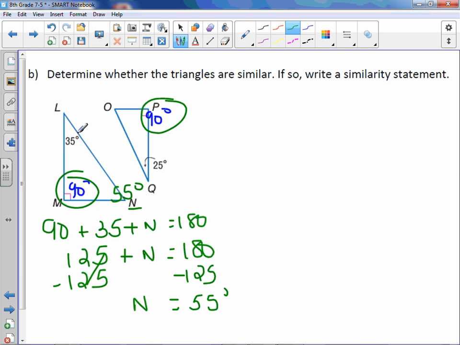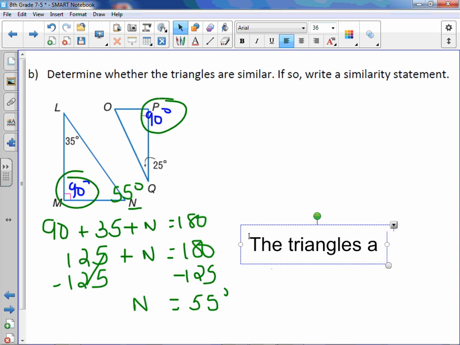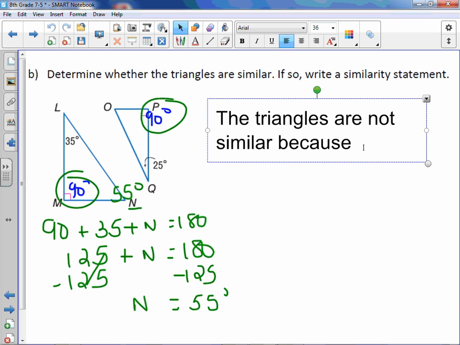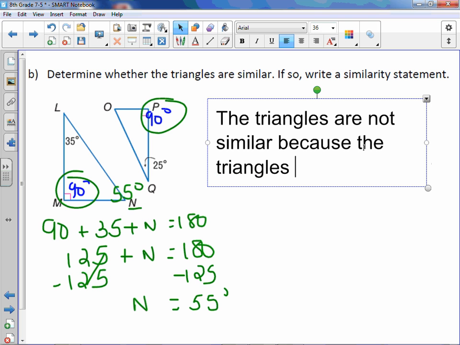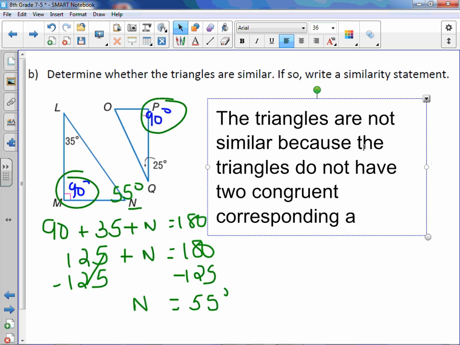Well, I have a 35 and a 55. Here I have a 25. I do not have two angles that are congruent, corresponding angles. Therefore, they are not similar. So, the triangles are not similar because, let's move this up here. The triangles do not have two congruent corresponding angles.